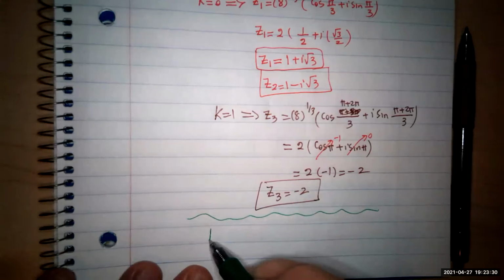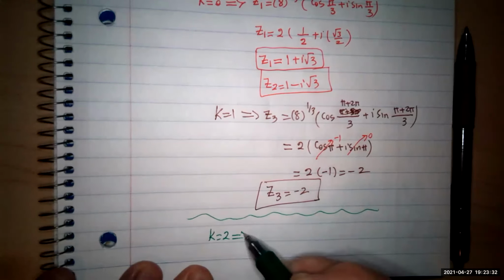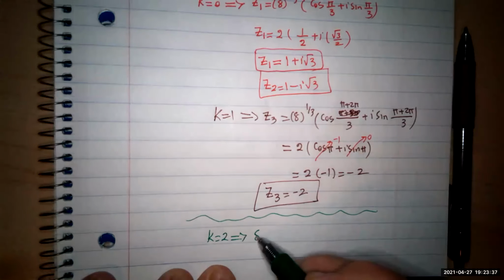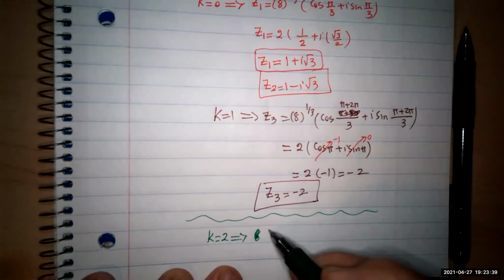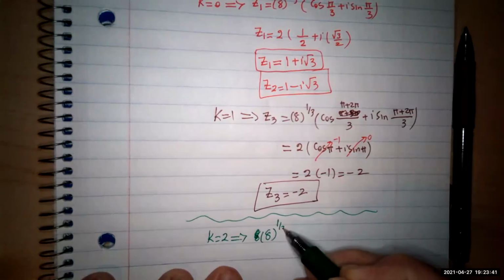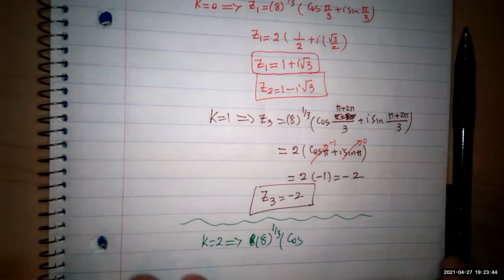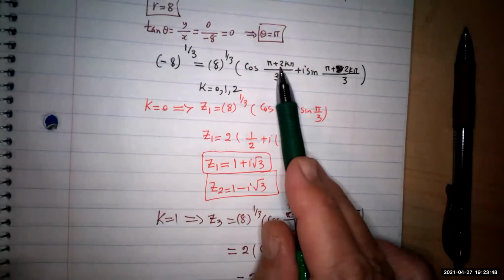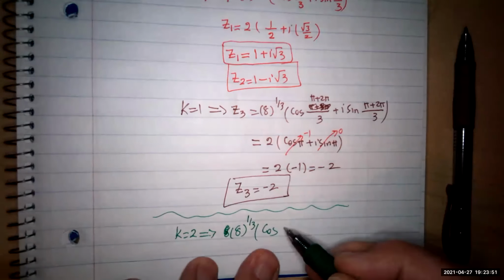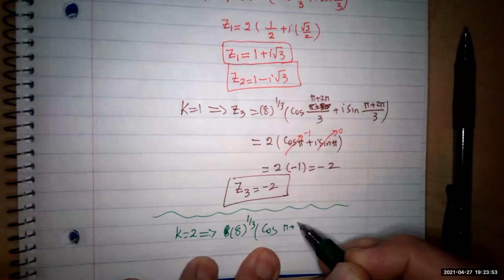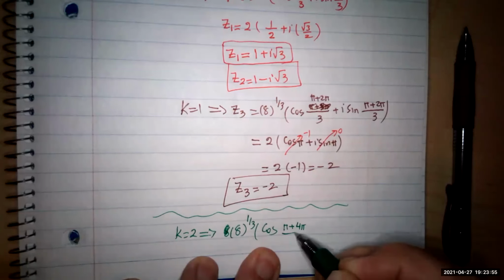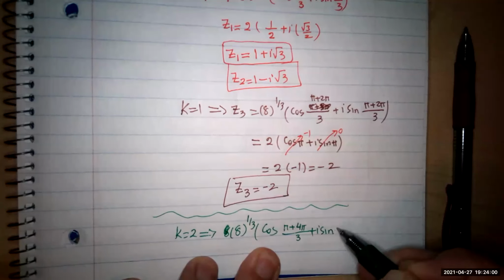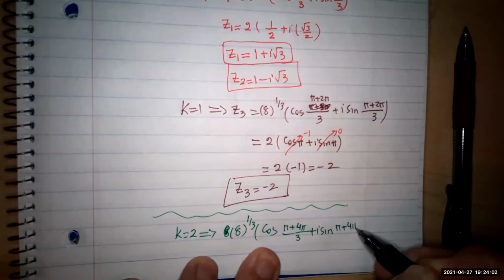You see, if you do K equal to 2, what's going to be K equal to 2 in the formula? That gives you 8 to the 1/3, so it's going to be 8 to the 1/3 times cosine of, if you put K equal to 2, that gives you 2 times 2, 4. Pi plus 4 pi over 3, plus i sine of pi plus 4 pi over 3.